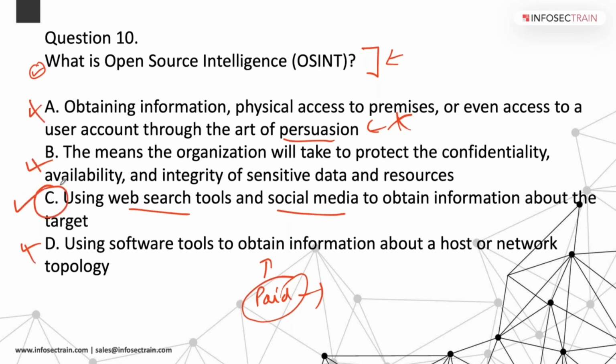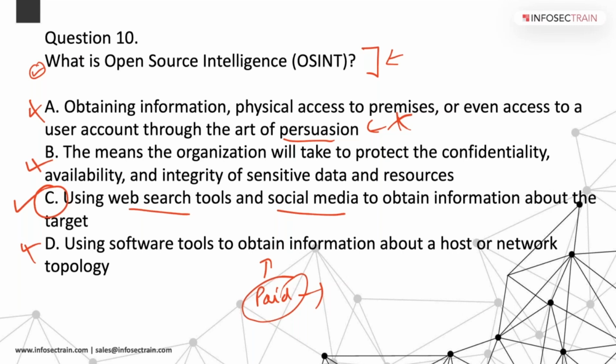The correct answer is going to be C, where we are talking about using web search tools and social media to obtain information about the target, that is open source intelligence. So we keep talking about open source intelligence. What we are doing is information gathering over there. So when we are talking about this, this is the part which we are hoping for. So C is going to be the answer for this one.